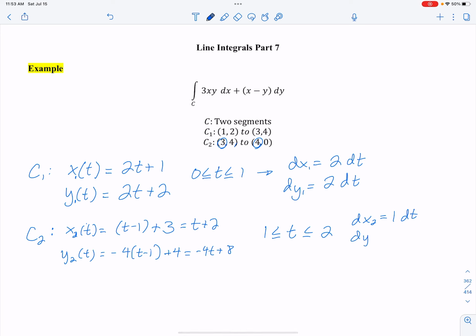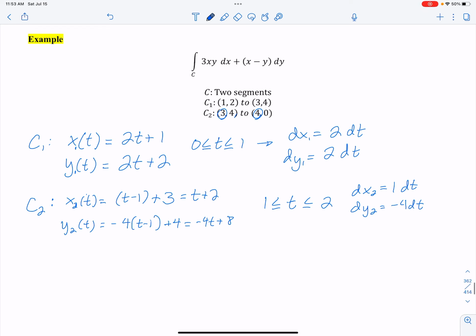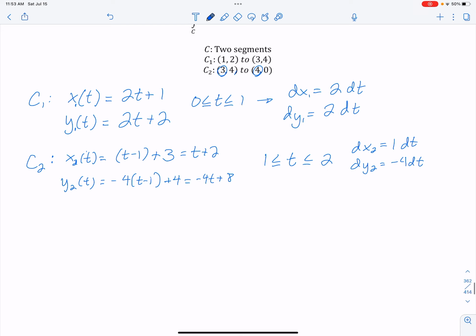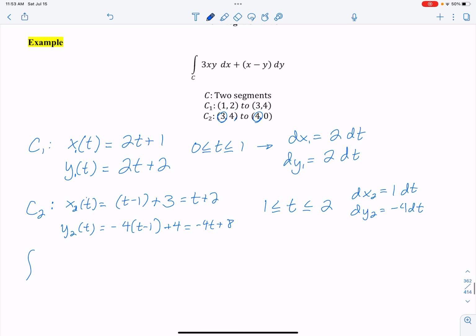And then dy2 is negative 4 dt. Now, all we have to do is create two different integrals, C1 and C2, and then add them together at the end. So I have the line integral of C1, and I'm going to go through now and replace everything. I have 3 there. I know x is 2t plus 1.